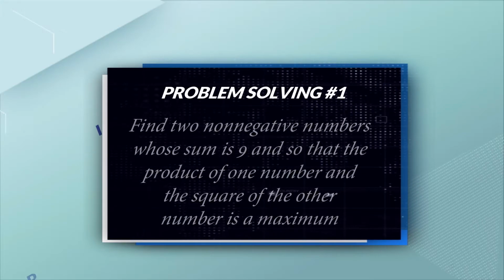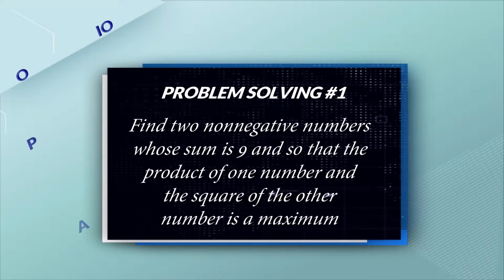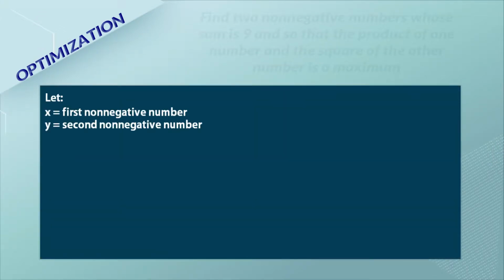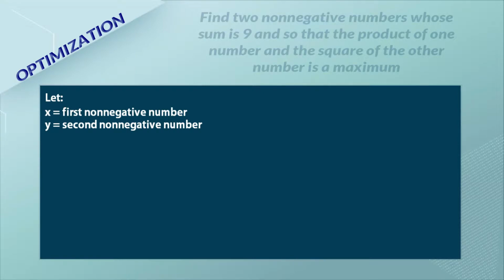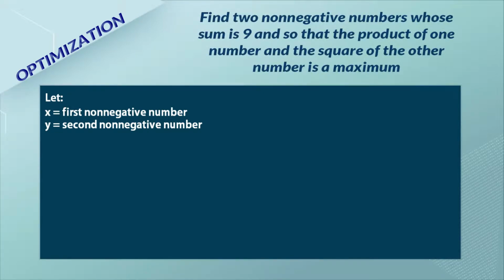Problem 1. Find two non-negative numbers whose sum is 9 and so that the product of one number and the square of the other number is a maximum. We let x be the first non-negative number and y be the second. From the problem, we can infer that their sum is 9 and the product of the first and square of the second is a maximum.